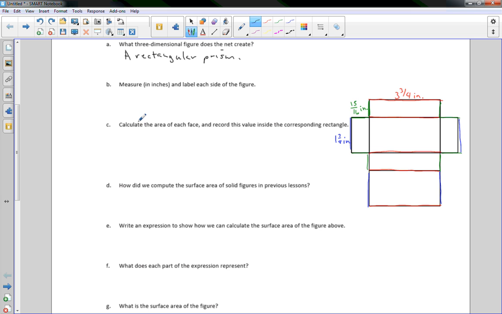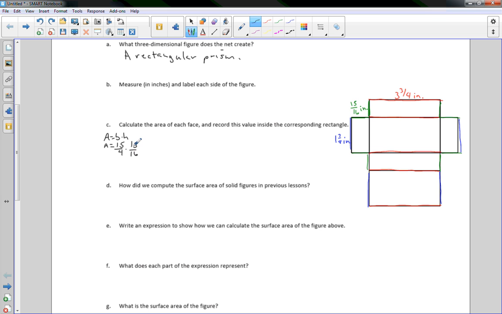And C says calculate the area of each face and record this value inside the corresponding rectangle. Okay, so I'm going to do it over here first, then I'll move it. So I say area equals base times height, because they're rectangles. And area equals, and I'm doing the rectangle on top first here. And the base is 3 3/4 inches. So I'm going to make that a mixed fraction first. So 4 times 3 is 12, plus 3 is 15/4 times 15/16.